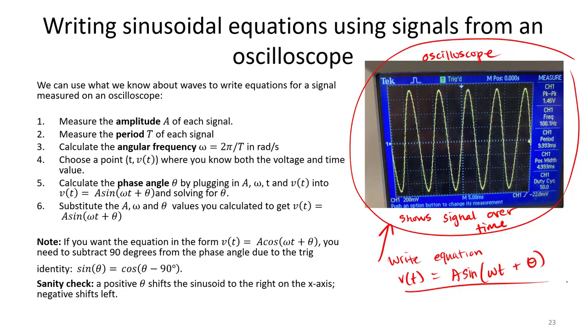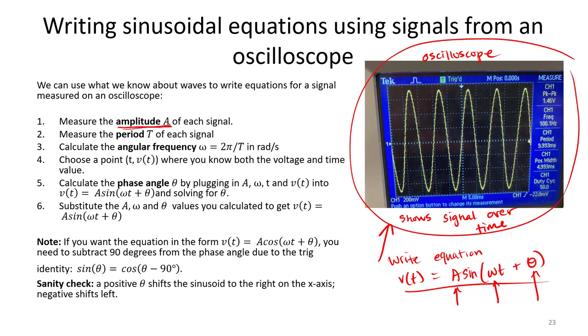Thankfully, to do that, if we have a plot or oscilloscope trace of our signal, it's pretty easy to find this equation. And so all we need to do is find each of the terms, A, omega, and theta. Here's the procedure that I recommend you follow if you need to find an equation for a signal.